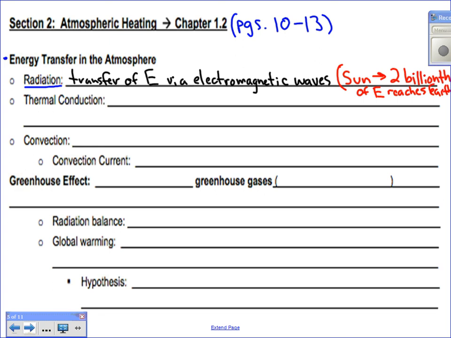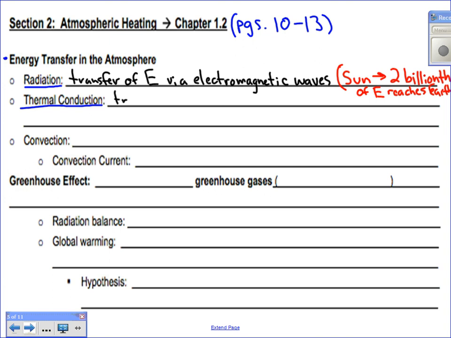Okay. So next thing moving on is thermal conduction. This is another method of heat transfer or energy transfer. What we'll see here is the transfer of thermal energy through materials. This is conduction. So energy from the Earth is transferred to the atmosphere via direct contact. The most important point about this is that it's via direct contact.